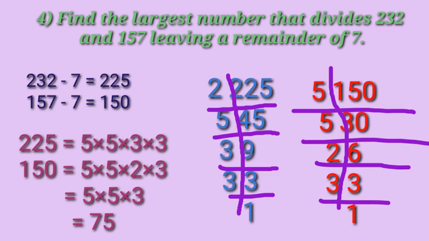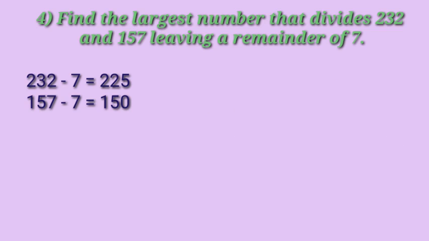Children, you can understand here HCF means highest common factor. So the highest number you can find out. Already we have 5 into 5 into 3. So the product of these common factors is 75. So finally 75 is the largest number that divides 232 leaving a remainder of 7.